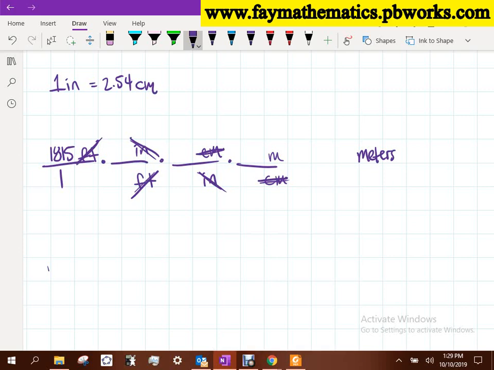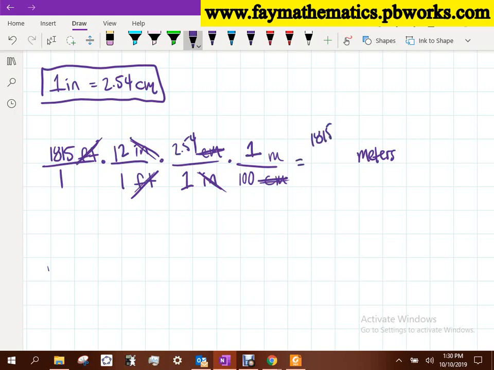How many inches and how many feet? It's usually best to let the bigger thing be 1. So feet are bigger than an inch, right? How many inches are in a foot? 12. 12 inches for every 1 foot, right? How many centimeters for every 1 inch? 2.54. How many centimeters for every 1 meter? 100. Okay. So now let's multiply.